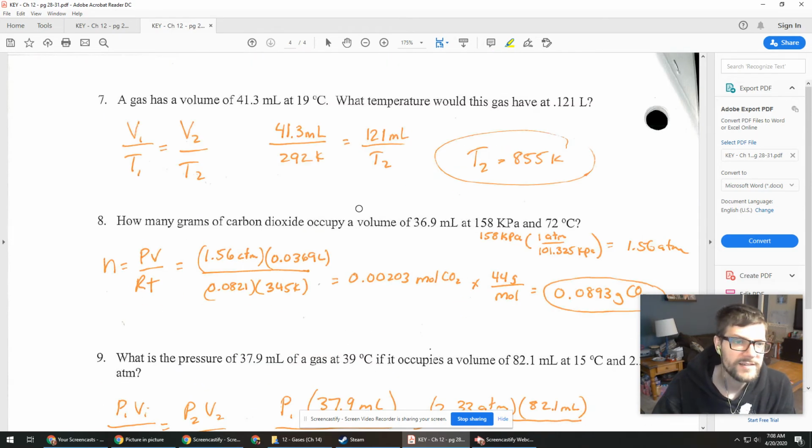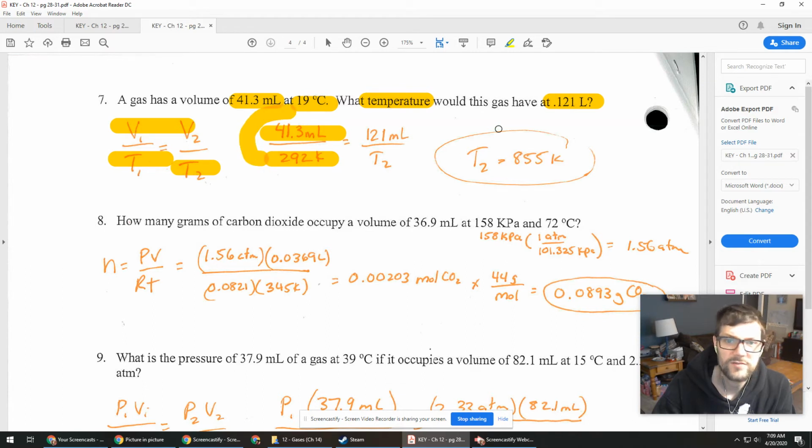Page 31 is next. We're in the home stretch, showing everything we know about gases. Here we've got a volume and a temperature, and we're asked for what new temperature we would have at a new volume. So we've only got temperatures and volumes. So I'm going to use V1 over T1 equals V2 over T2. My initial volume, my initial temperature, that's this 19 Celsius, but converted to Kelvin. My new volume, I converted to mils so that they were both in mils. And then my new temperature here, and there it is. It did not ask me to convert it to Celsius, so I didn't.